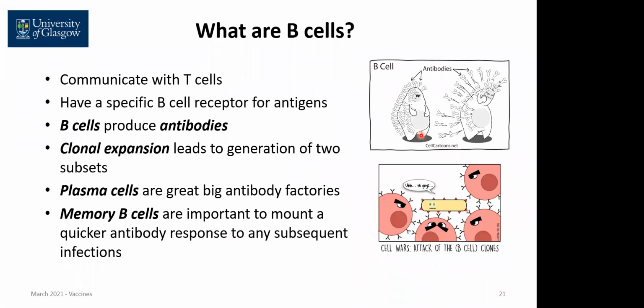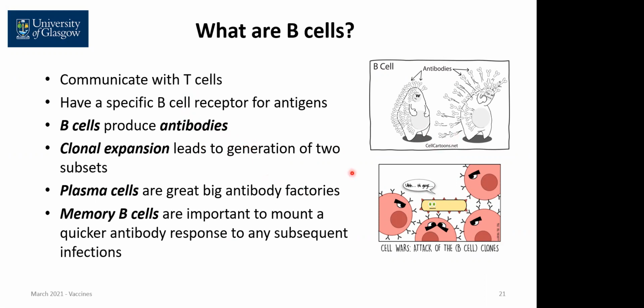So what are B cells? As I've said, they communicate with T cells and specifically T helper 2 cells. They have specific receptors for antigens. These receptors are essentially antibodies. So they have antibodies that are found on the cell surface of the B cell, but they can also produce antibodies which will be released by the cell. And we'll talk about these in the coming slides.